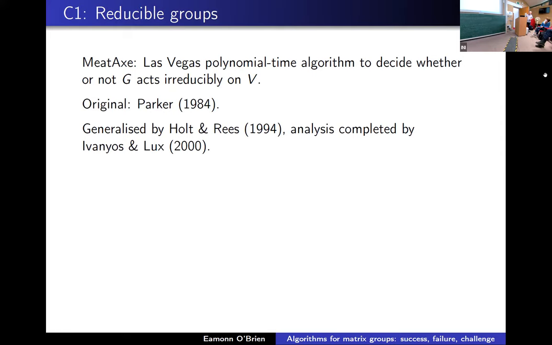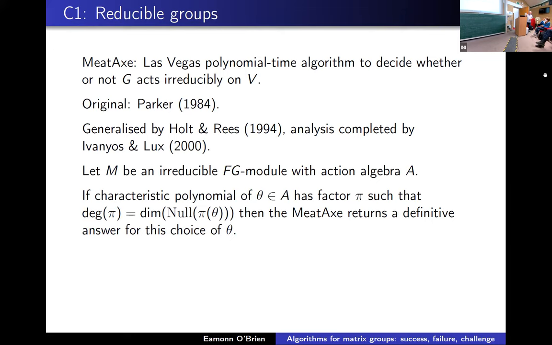They long precede any notions of matrix recognition. There is a paper of Richard's from 1984 which spells it out. There was a generalization by Holt and Rees, and some of the cases left over for analysis were completed by Ivanyos and Lux. I just want to mention the sort of elements that you're interested in, because it will illustrate the point of statistical group theory within this. This is essentially the algorithm of Holt and Rees that I'm talking about.